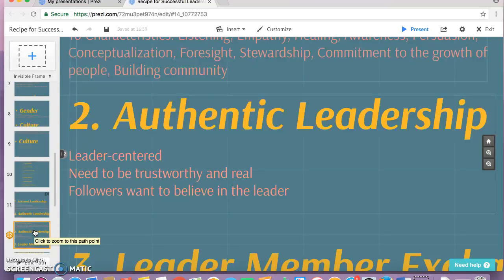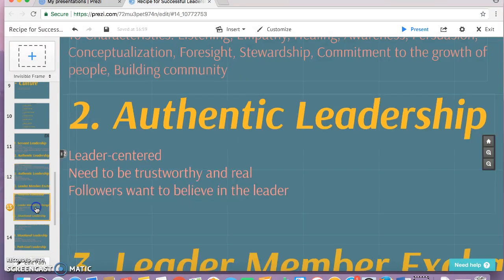And then from there we get on to authentic leadership. So this is leader-centered, and it's trying to be a trustworthy and a really real leader so followers can believe in them and they want to follow the leader and not just think they have to. And so I think I chose this after the servant leadership because being a servant leader will help build that trust for the followers to believe you're an authentic leader then.